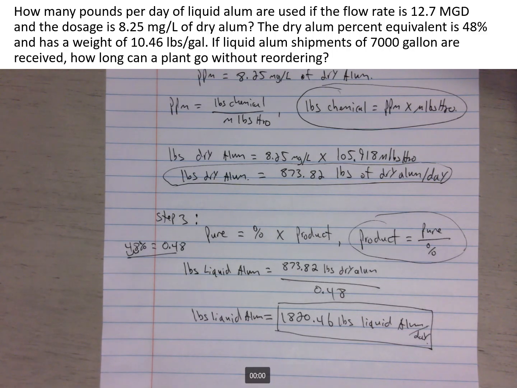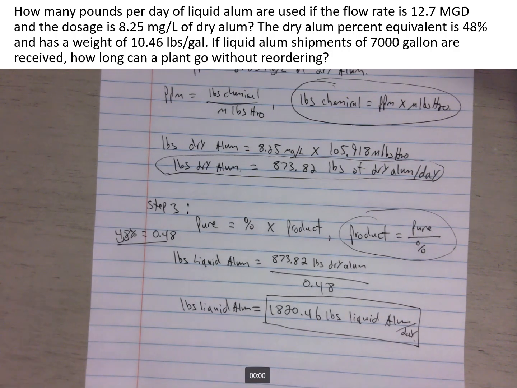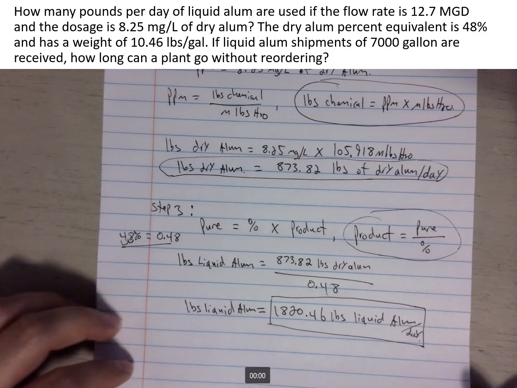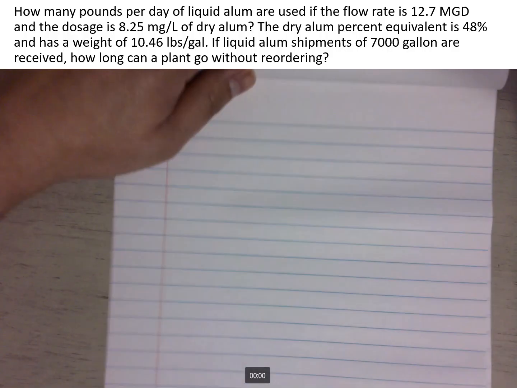right? So if we take a look at the next part, it's asking us if liquid alum shipments of 7,000 gallons are received, how long can a plant go without reordering, right? This is where our weight comes in, because every gallon of liquid alum has a weight associated with it. In the problem statement, we're given that every gallon of that liquid alum weighs 10.46 pounds, right? So let's take a look at the next step.